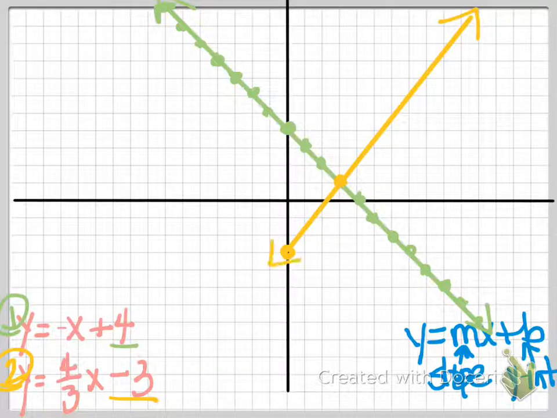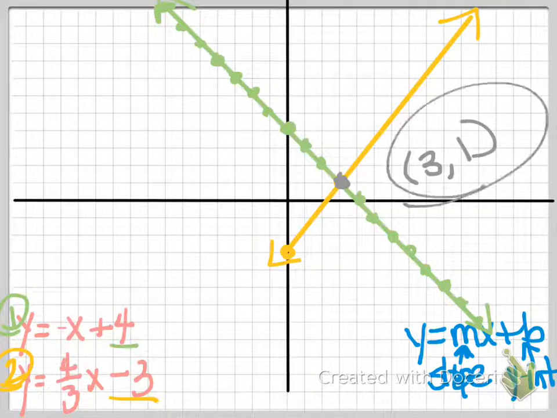So, now we have to name our intersection point. Well, if we look at our graph, it is clear that our lines intersect each other right here. And the x-coordinate for that is 3, and the y-coordinate is 1. So your intersection point is 3, 1. This system of equations has one solution, and it is the ordered pair 3, 1.